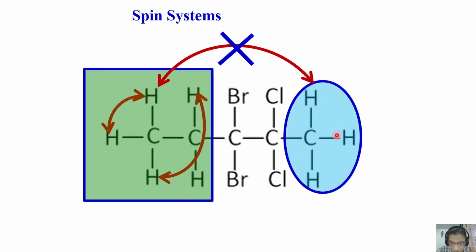I hope you are all able to understand. I hope you are all with me. If, let us say, there was one proton here and the coupling was there, this coupling may be 0, but still the entire group would have been part of the spin system. But because there is a breakage in the chain here, and none of these protons are coupled to this, they are all different spin systems. They do not form one spin system together.